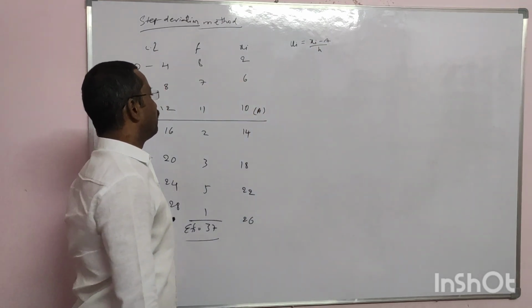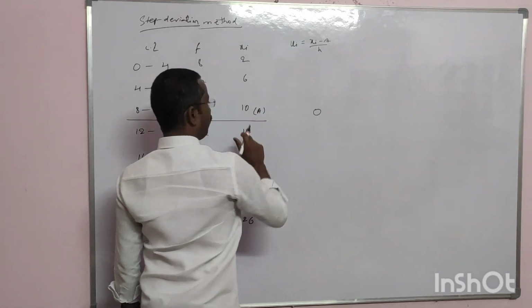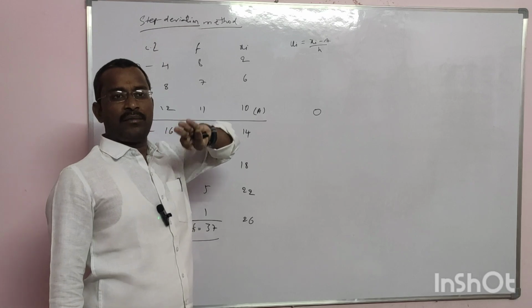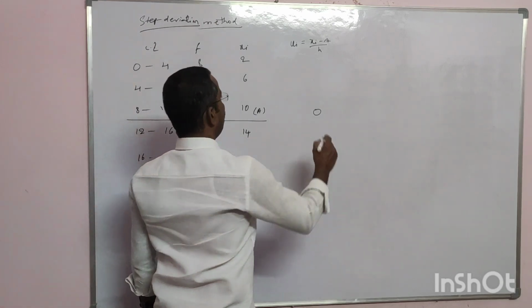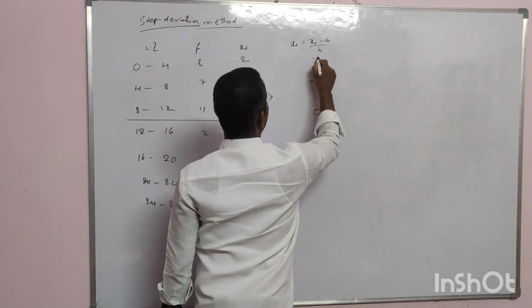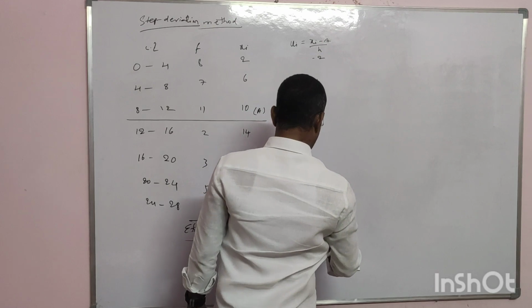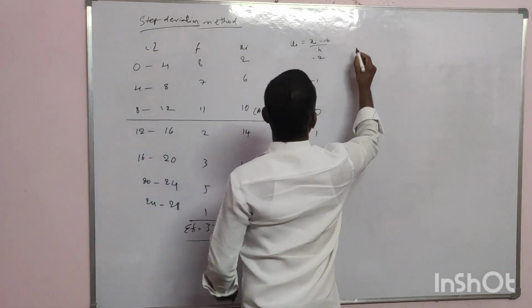But I will give you a simple trick. Instead of substituting the formula, put 0 directly where you have selected. To the top, you can take minus 1, minus 2, minus 3, and to the bottom plus 1, plus 2, plus 3. So here you get minus 1, minus 2, 1, 2, 3, and 4. Next, what will be there?